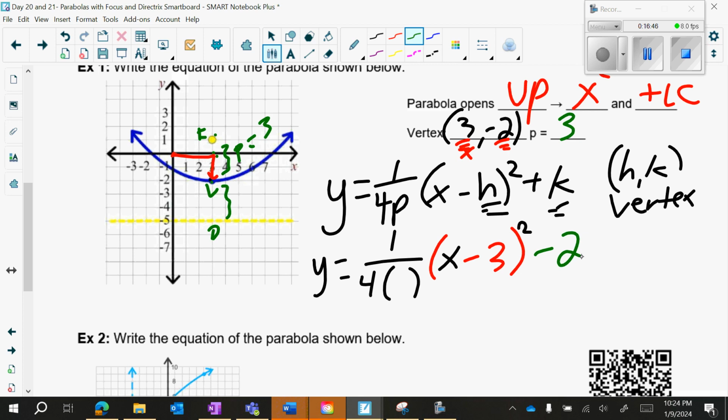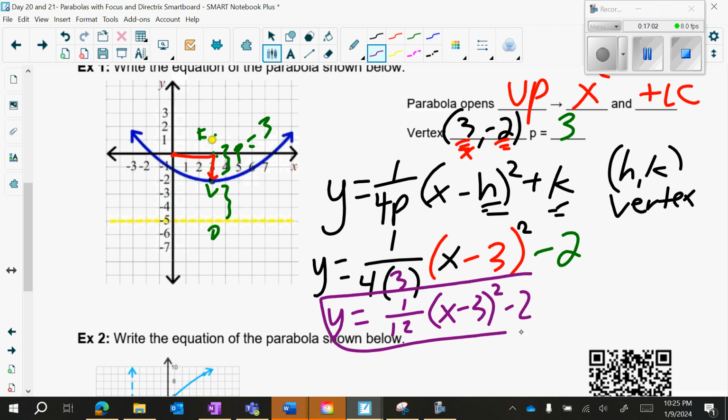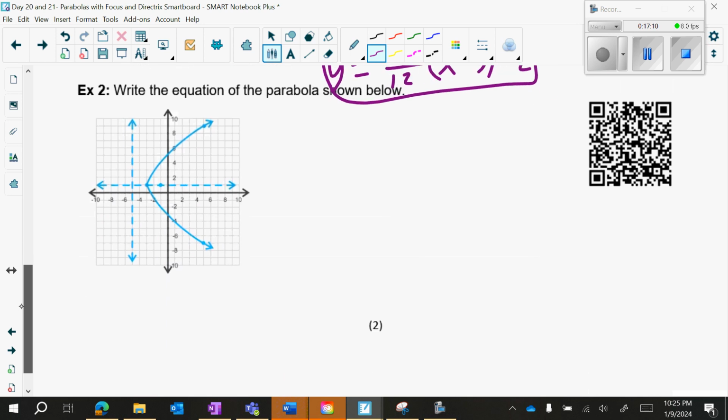And then we have to put our p in. So our p is 3. So you're just going to throw a 3 in there. And then if you want to clean this up, we're going to rewrite 1 over 4 times 3 as 1 over 12. So you're going to write 1 over 12 x minus 3 squared minus 2. Okay, there it is. That's that equation. And if you're not sure, put it in your calculator and check and see if the picture you generate is the equation that you made.